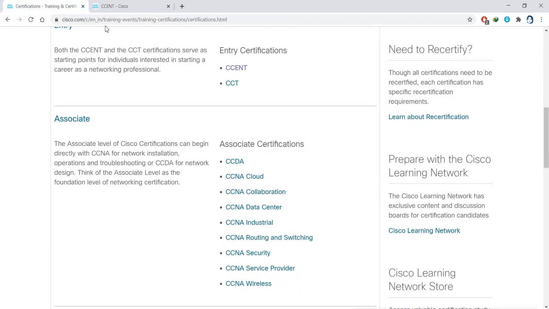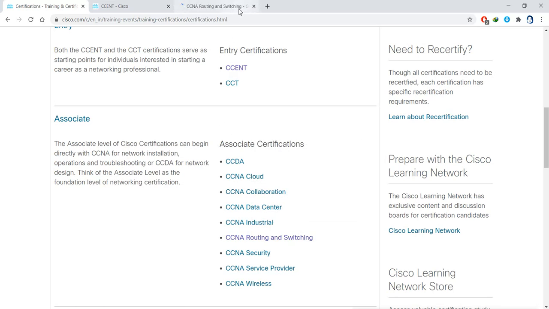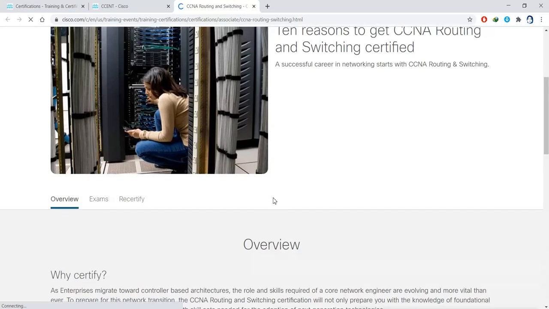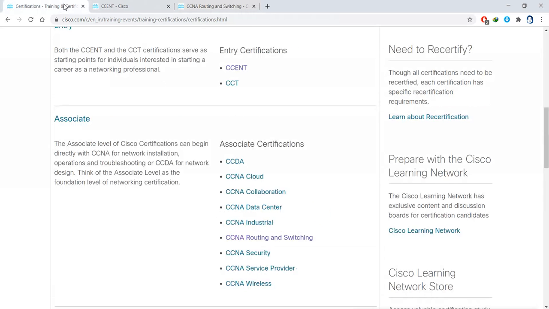Now if I want to do this CCNA Routing and Switching, it is saying that you do not have any prerequisites. That means we can directly give this CCNA exam if we don't give CCENT. So we can directly give this CCNA exam without giving that CCENT exam.